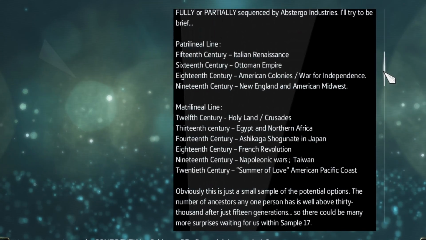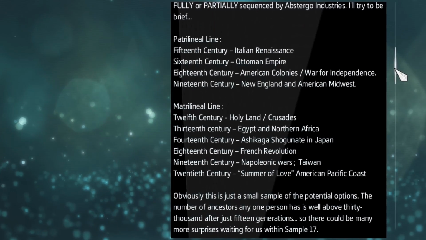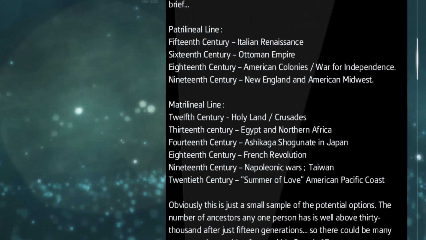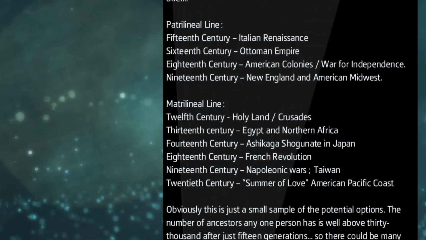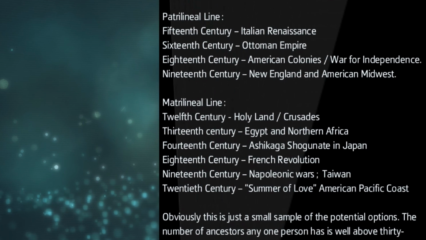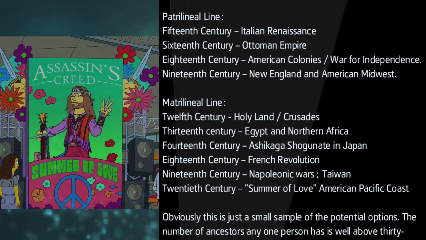15th century Italian Renaissance is Assassin's Creed 2, 16th century Ottoman Empire is Assassin's Creed Revelations, 18th century American colonies is Assassin's Creed 3, there's also the 12th century Holy Land / Crusades, which is Assassin's Creed 1, 18th century French Revolution, obviously referring to Assassin's Creed Unity, and last but not least 20th century Summer of Love, and that's actually referencing The Simpsons, so that's a pretty cool Easter egg.